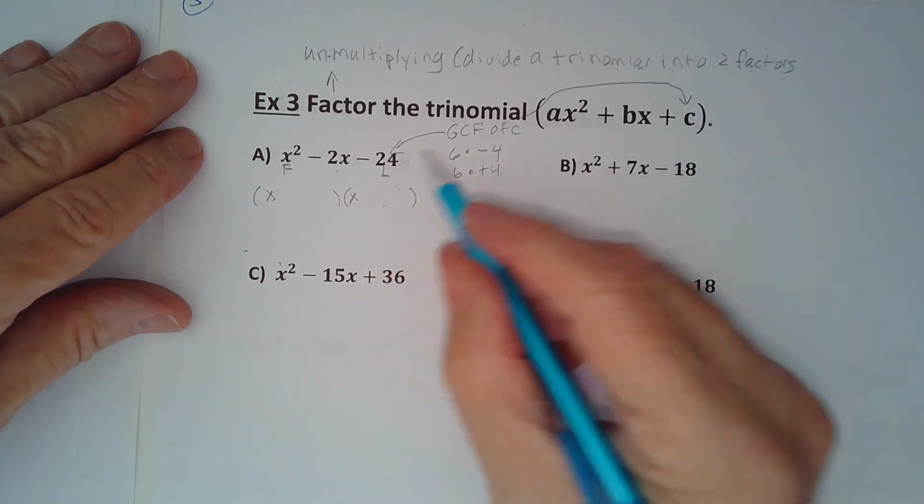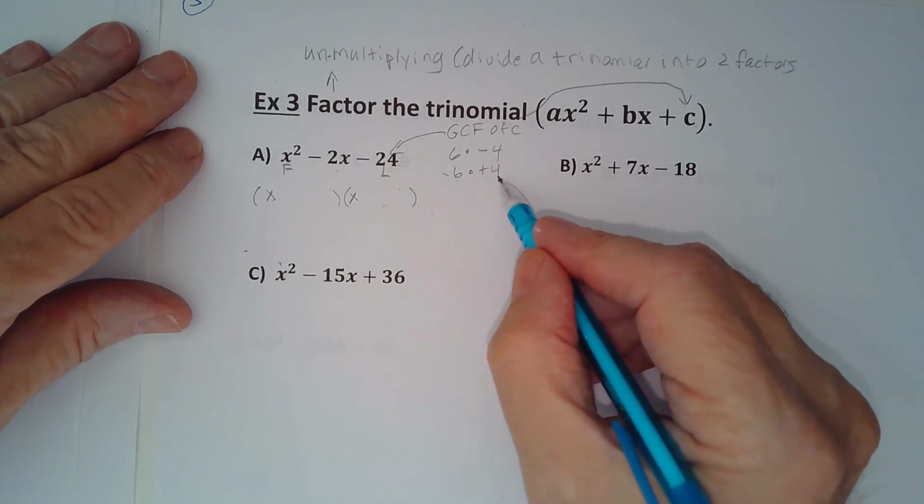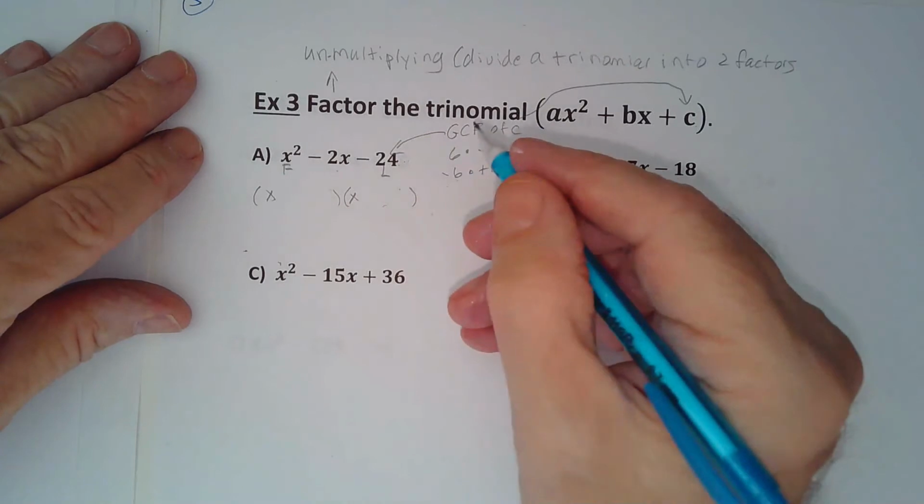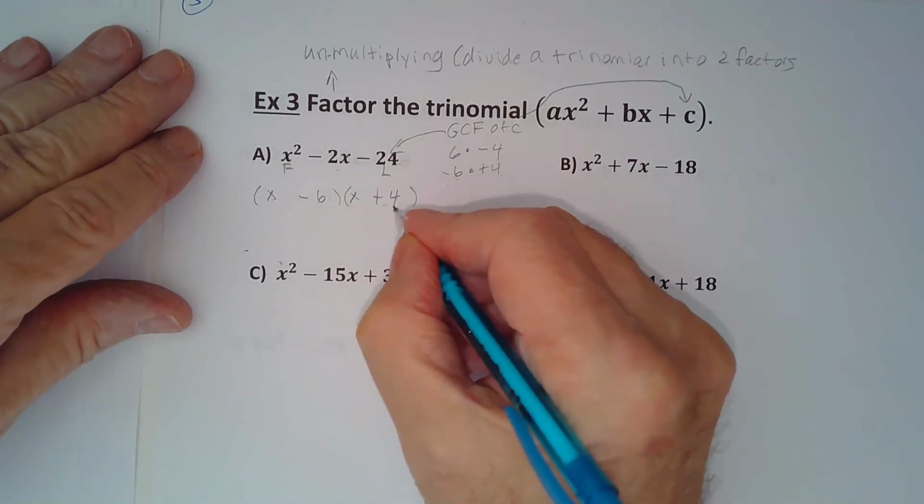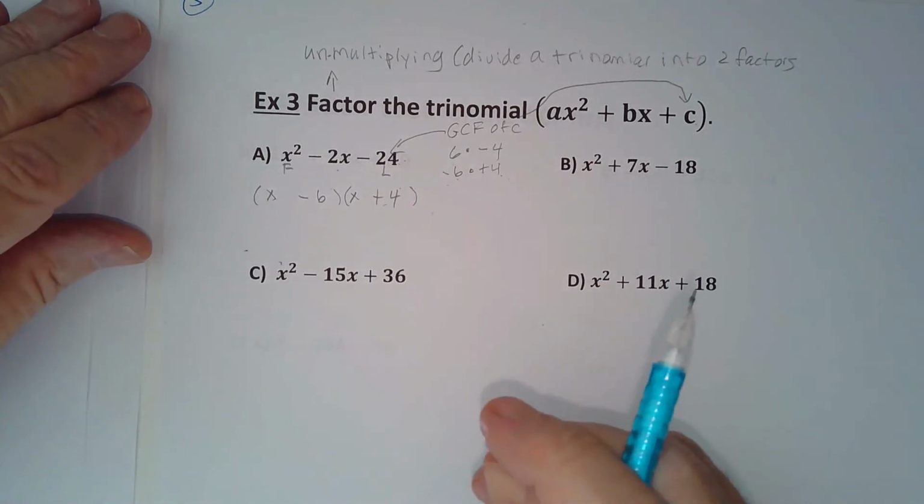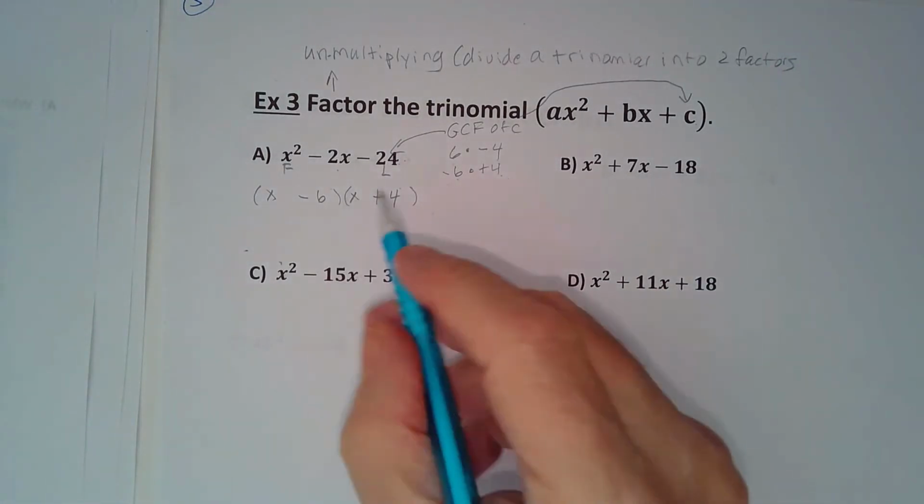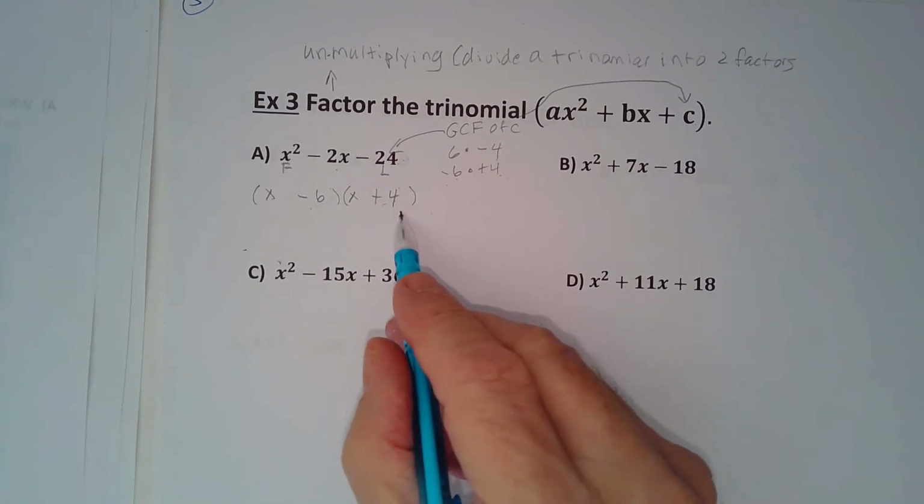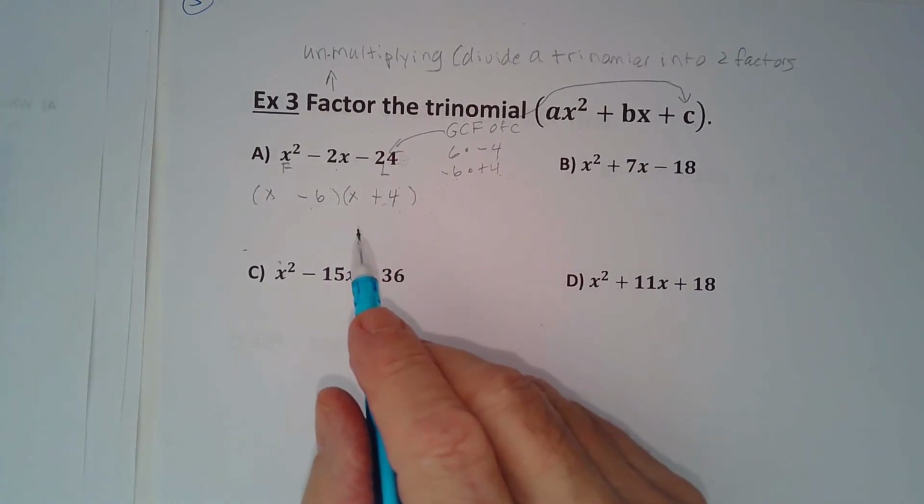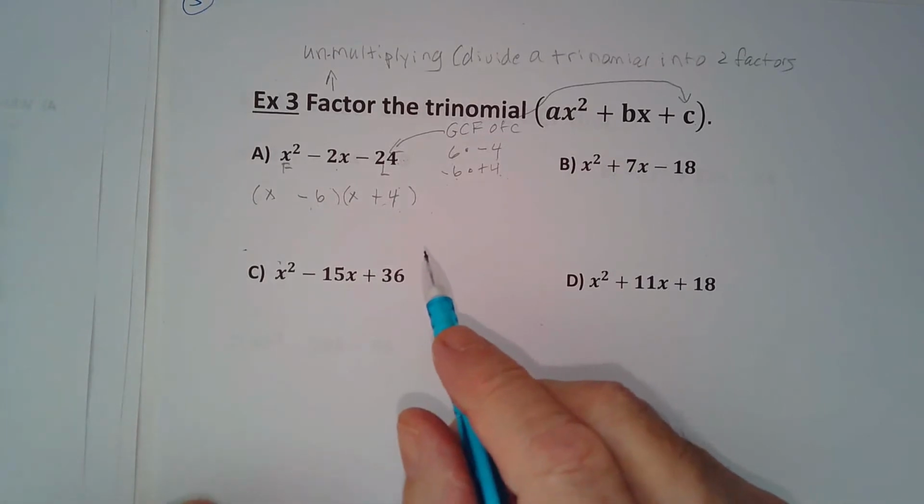That also equals -24. -6 plus 4 is -2. So it doesn't matter which order you put these in. You could put the 4 over here and the -6 over here, because when you multiply it together, it's okay. But always check it.